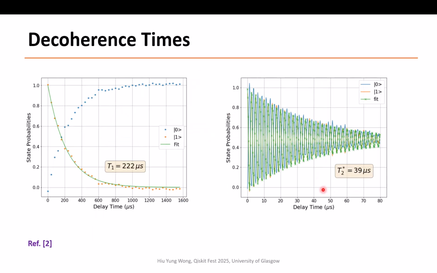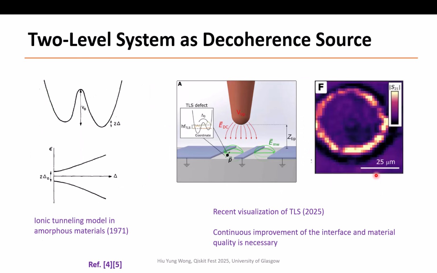Now here shows the decoherence time of a superconducting qubit. This is a typical value, right? What I have here on the left is something called T1 time. It shows the characteristic time for decay from the one state to the zero state. It's about 200 microseconds. And this one shows the dephasing time is about 40 microseconds. So I hope you get an idea of how short the decoherence time is for a superconducting qubit.